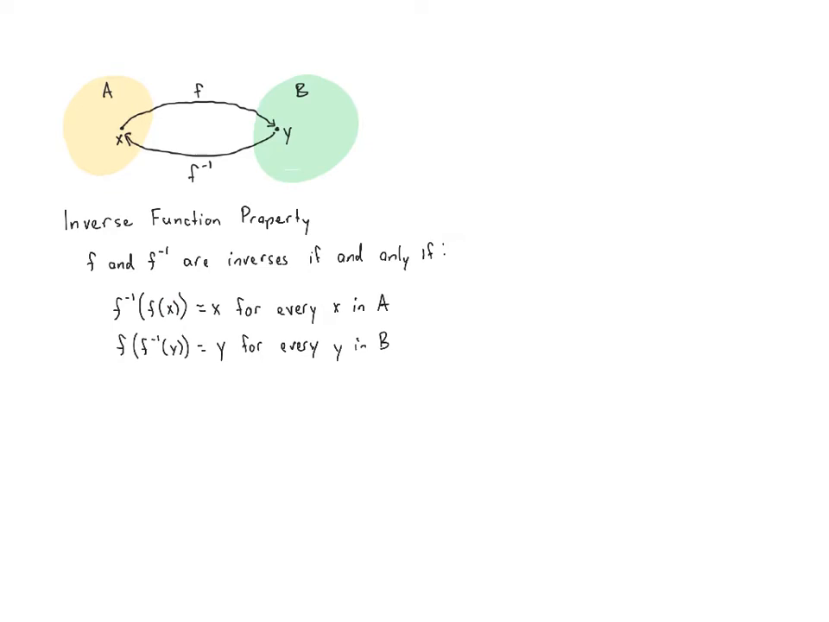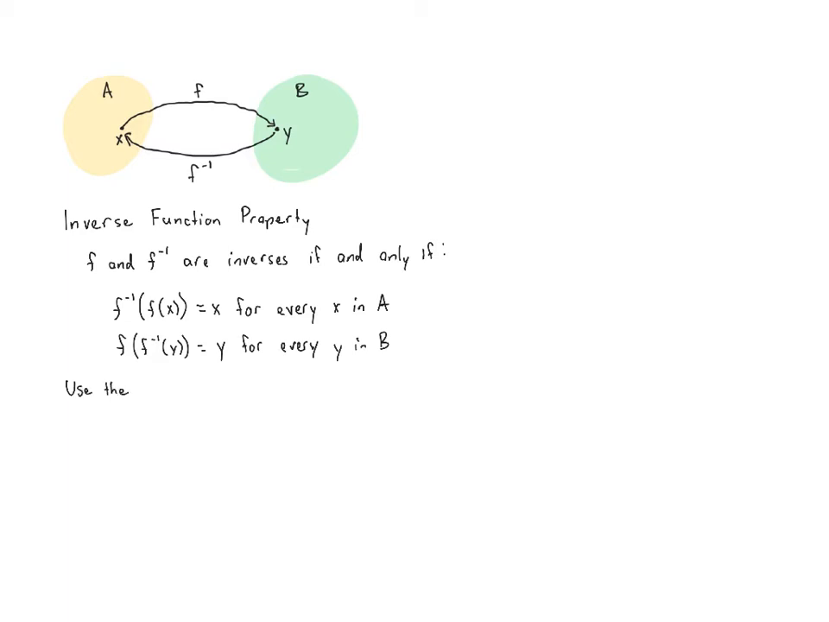And the same thing is true if we start with y. If we start with y and then apply f inverse and then f, that should send us right back to y. And so if it does that for every y in the set B, and the first one holds true for every x in the set A, that tells us that these two functions are inverses of each other. So let's take a look at an example and apply the inverse function property to make sure that these two functions are inverses.